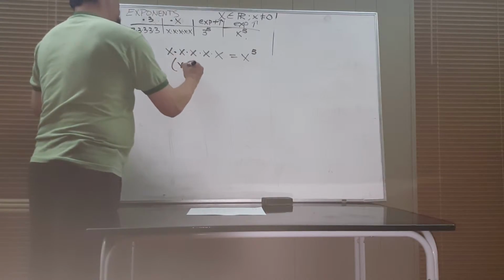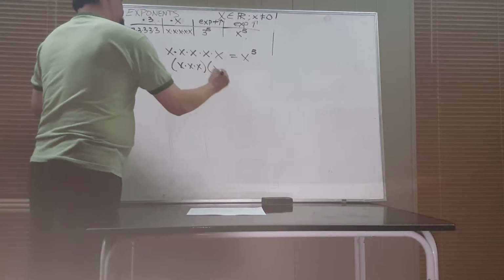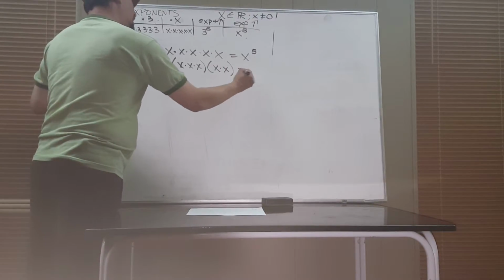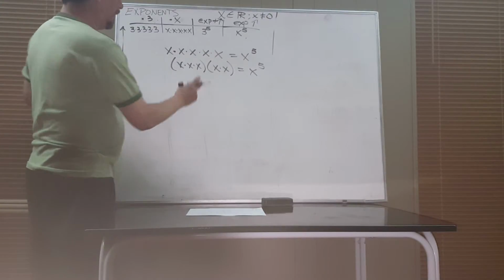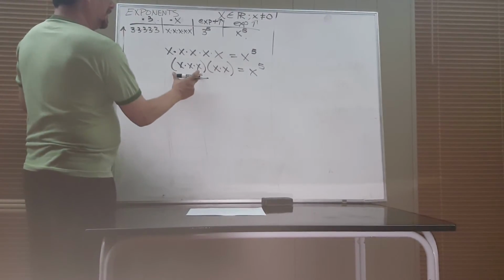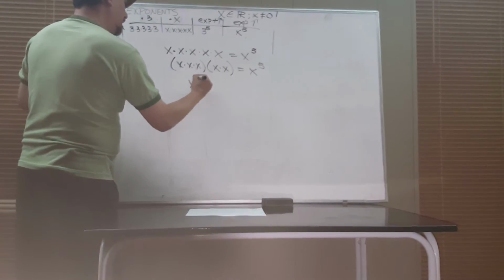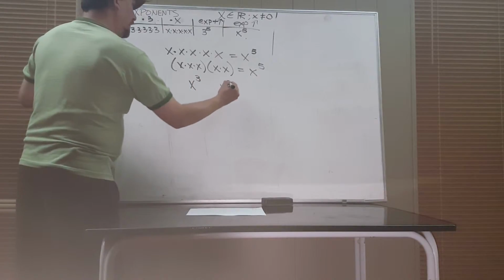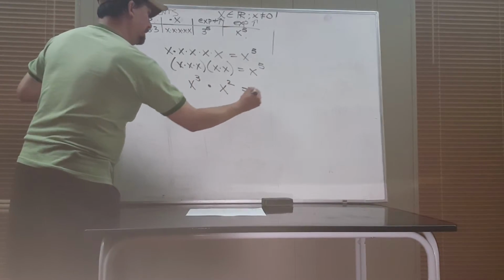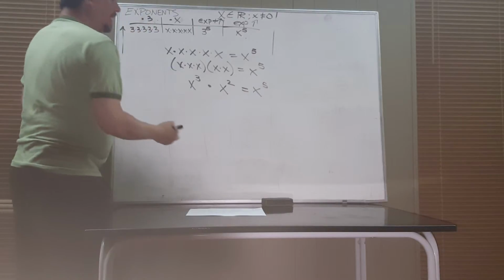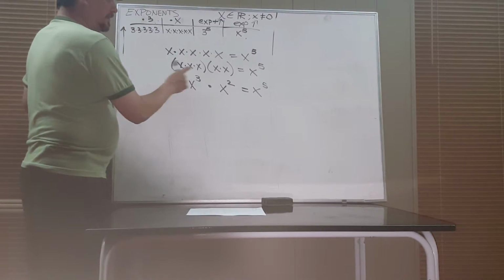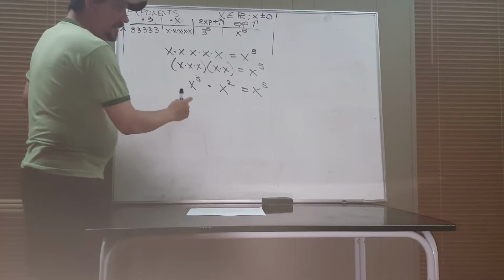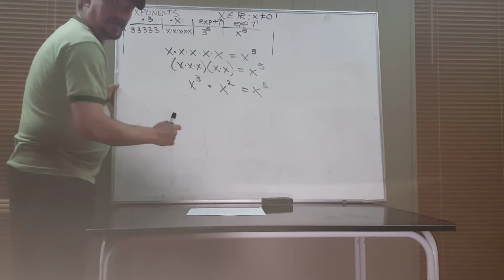What if I have x times x times x times x times x? That's still x to the 5th, right? All I did, we used the associative law. All this did was change these two. Well, what is this? This is x cubed, and this is x squared, and they're still multiplied, right? Or I could do 4 and 1, or I could do 2 and 3. Either way, all these exponents add up to 5.